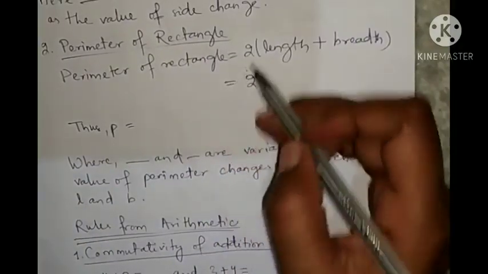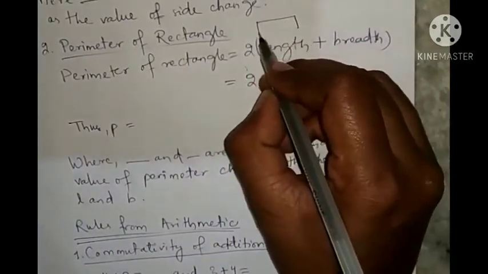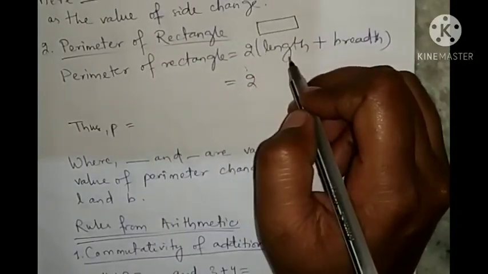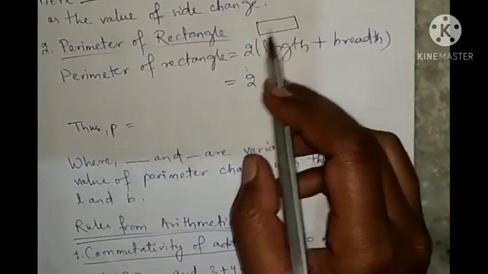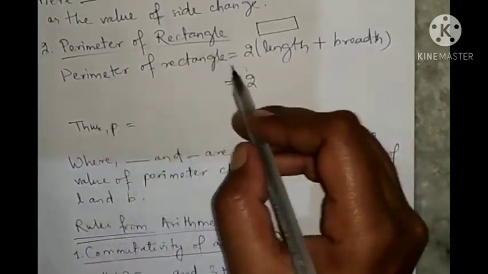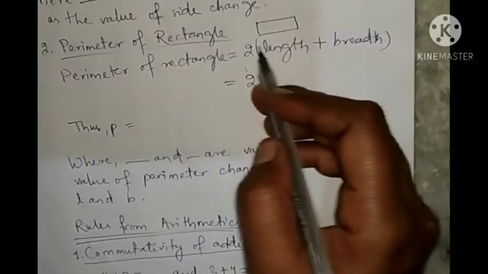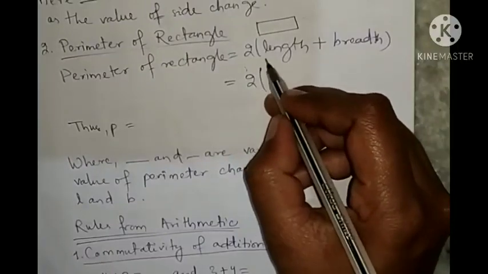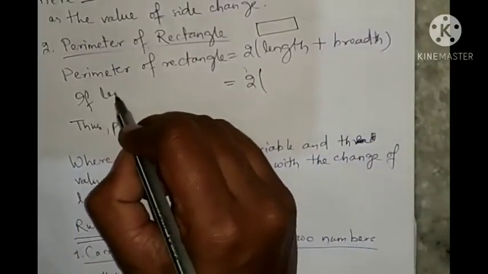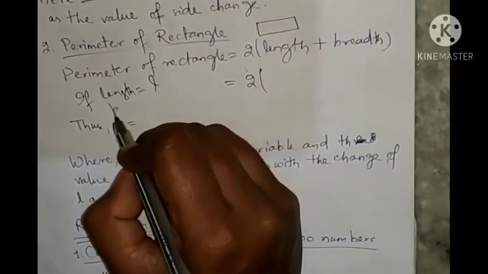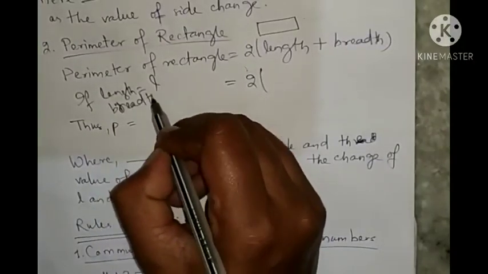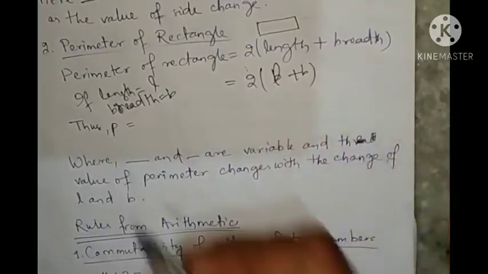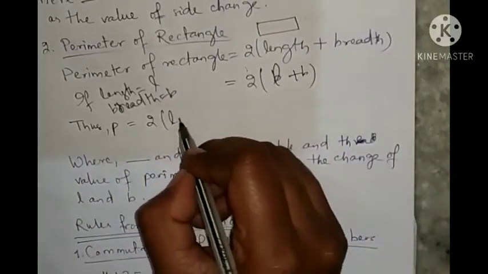Next we see the perimeter of a rectangle. A rectangle has 4 boundaries, that means 4 sides. Opposite sides are equal and parallel. So the perimeter of a rectangle is 2 times length plus width. Here one is length, another is breadth. If length equals L and breadth equals B, then we can write 2 times (L plus B). So P, the perimeter, equals 2(L+B).